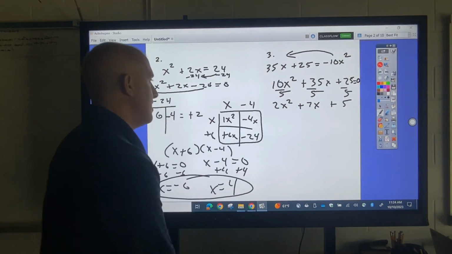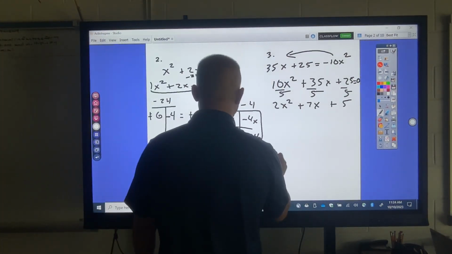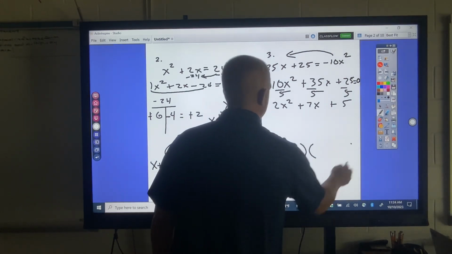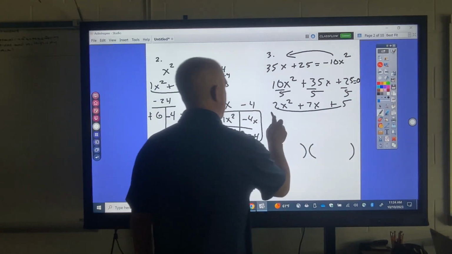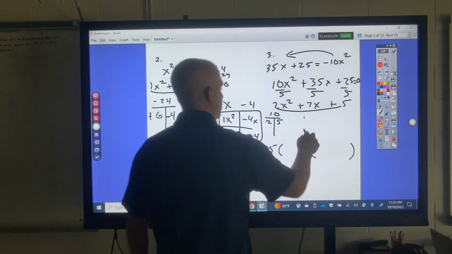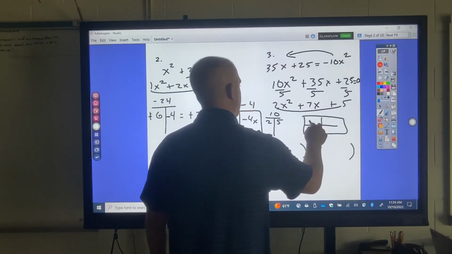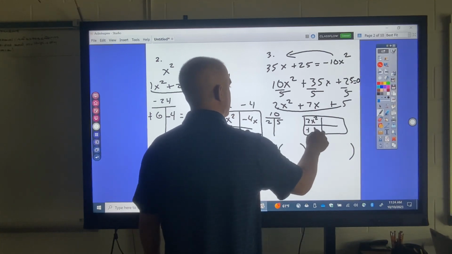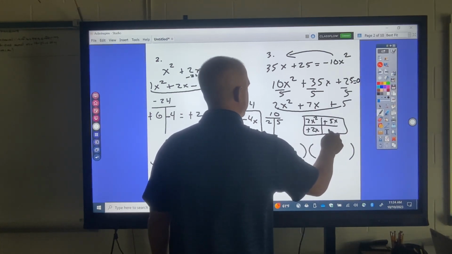Now, when I take out the 5, that's got to come down with the factors. We'll get into that in a second. 2 times 5 is 10. Factors of 10 that would add up to 7, 2 and 5. So I got 2x squared plus 2x plus 5x plus 5.